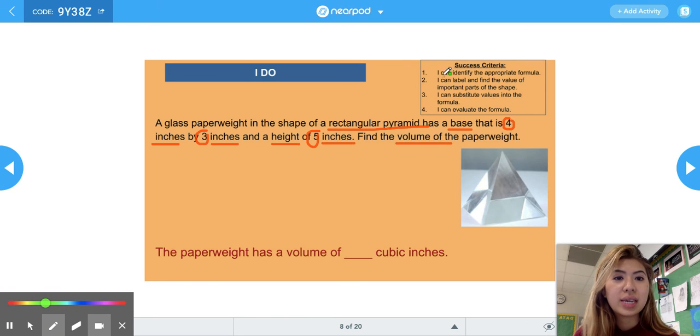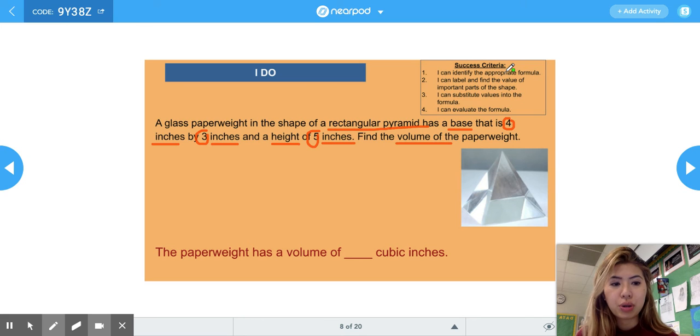So the first thing is to identify the appropriate formula, and that is going to be V is equal to 1/3 B times H. And because it's an uppercase B, we know that we have to find the area of the base. So next, we're going to substitute the values into the equation.